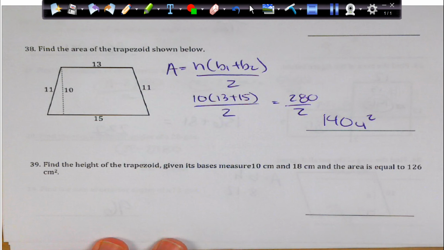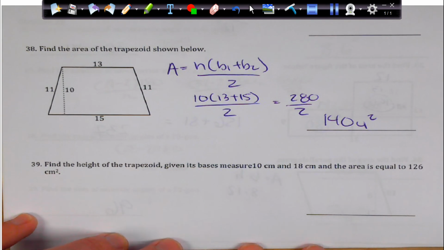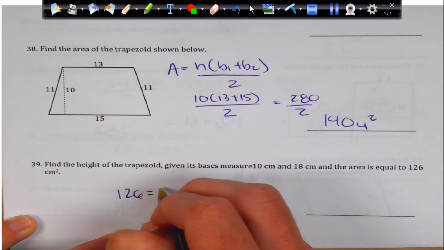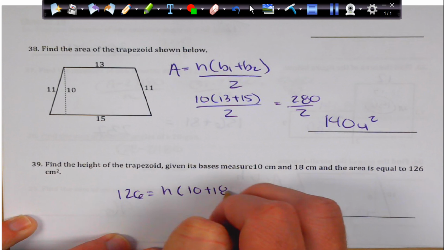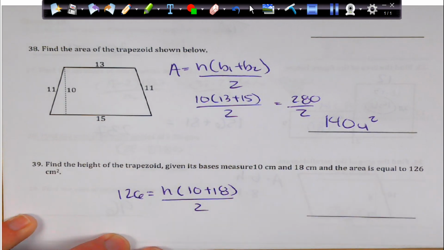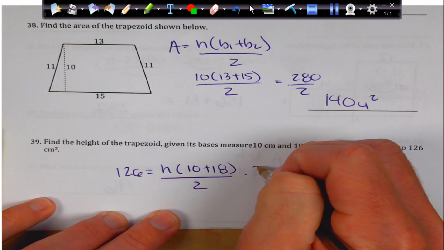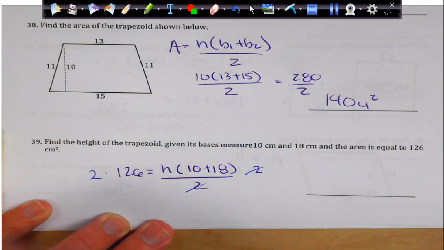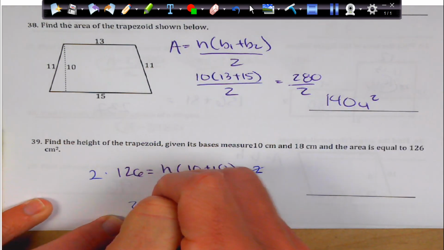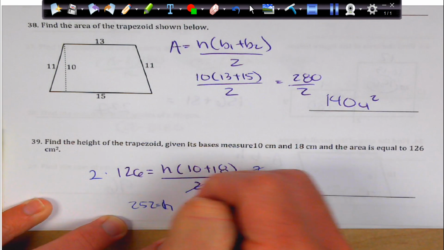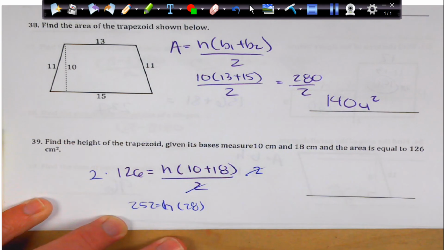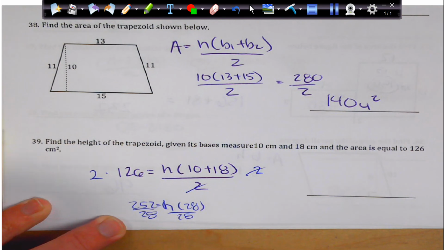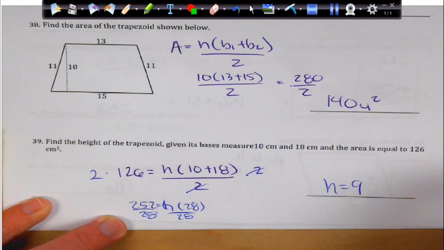All right. Find the height of the trapezoid given the bases of 10 and 18. Well, we have the formula, so I'm going to plug in the area of 126. We plugged in everything but the height. So I can multiply by 2 on both sides. So 126 times 2 is going to give me 252 equals h times 28. So I just have to divide it by 28. And we get 9 for h.